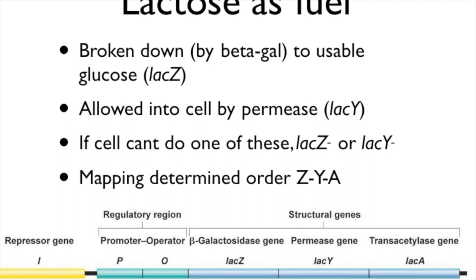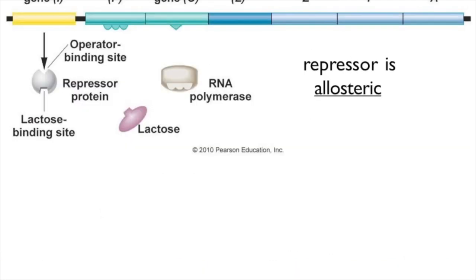Okay? So we know due to bacterial chromosome mapping that the genes are in this order, ZYA, that is illustrated here. And now we're going to dive into exactly how these cis-acting sites and trans-acting molecules function to regulate the expression of this LAC operon and the structural genes within it.